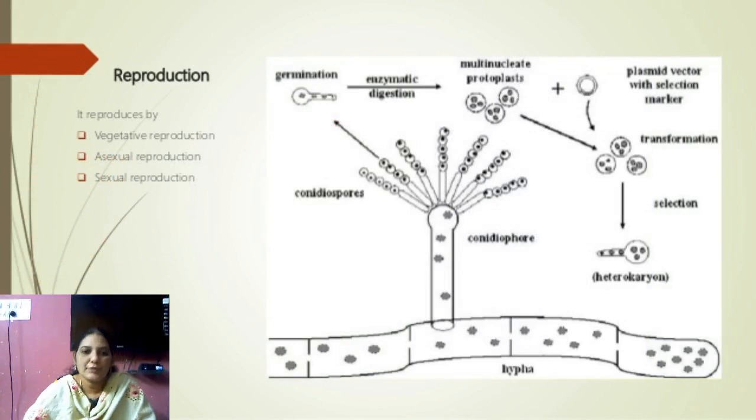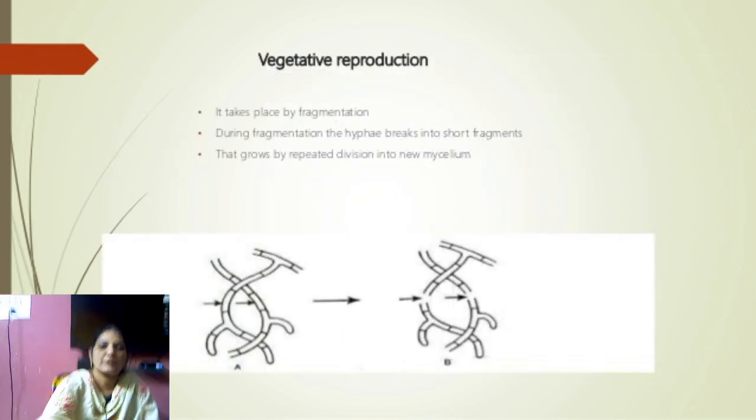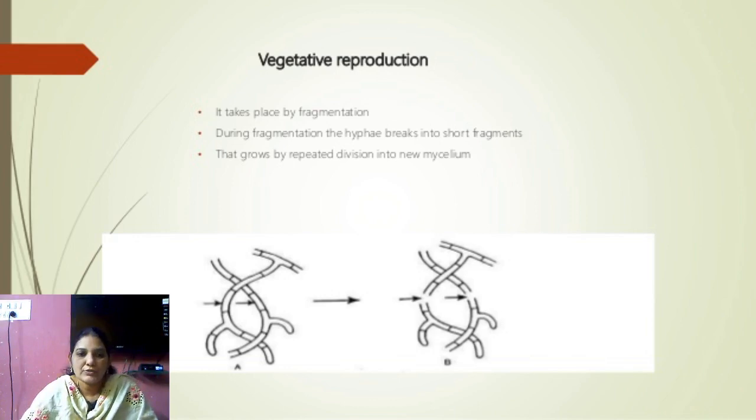Coming to the reproduction, it takes place by 3 types: vegetative reproduction, asexual reproduction, and sexual reproduction. Coming to the vegetative reproduction, it undergoes fragmentation. The thallus accidentally gets broken into small pieces, and each broken piece develops as a new Penicillium thallus, that is called fragmentation.